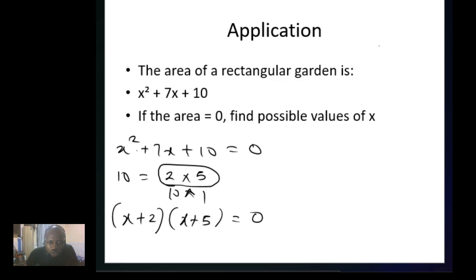Equate each factor also to 0. So we have x equals what? Minus 2. And then we have x equals what? Minus 5. Therefore, x equals what? Minus 2 or minus 5.